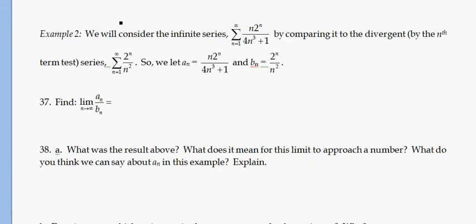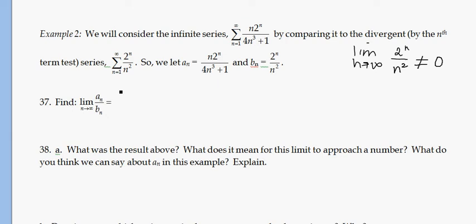In the second example, we have a case where direct comparison wouldn't work. If we again removed all the non-essential terms, we'd be comparing to 2 to the n over n squared. That would be a divergent series. It's not a p-series or geometric, but if you did the nth term test, taking the limit as n goes to infinity of 2 to the n over n squared, you won't get 0. So we know that series diverges.